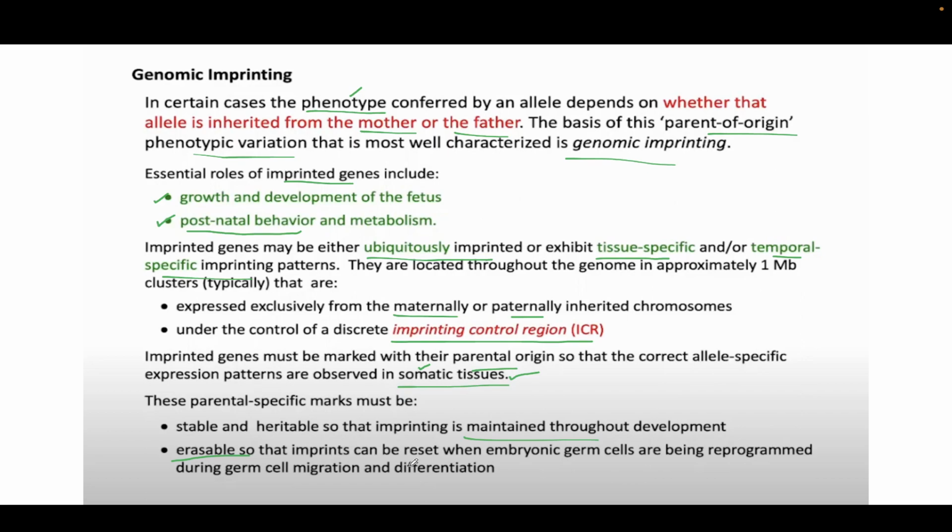When it is moving to germ cells, germ cells, you understand, are those which will produce the ovum and sperms. The germ cells are being reprogrammed during germ cell migration and differentiation. This should be erasable, and also stable and heritable. There are two points. Got it? So here is the whole description about genomic imprinting. We talked about it earlier, but it has some important points which I thought we should discuss. So it is all about genomic imprinting.